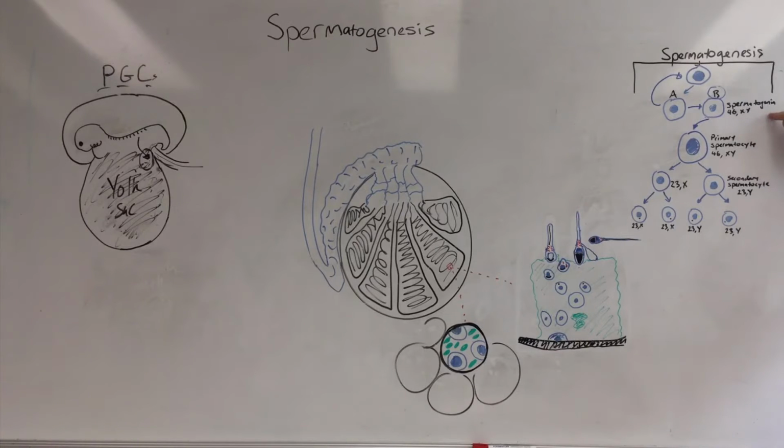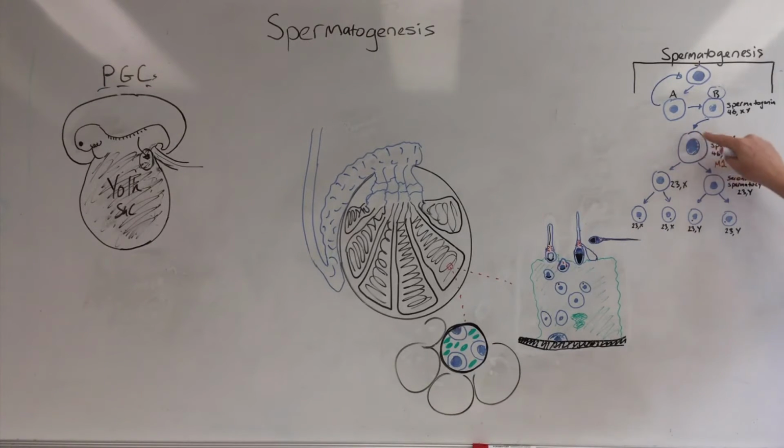Now this particular cell will then migrate into what we call a primary spermatocyte. So we're now ready to essentially go through the first stage of meiosis 1. So this is going to be meiosis 1 from the primary spermatocyte into the secondary spermatocyte.